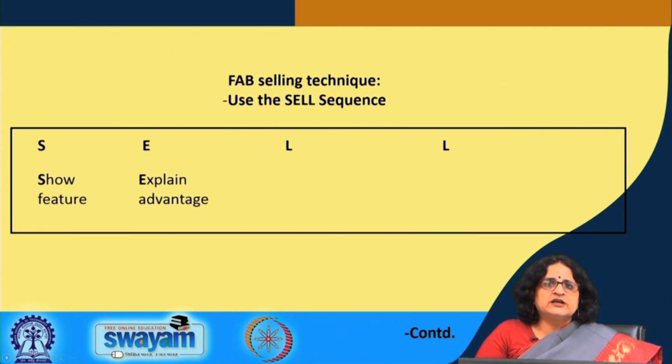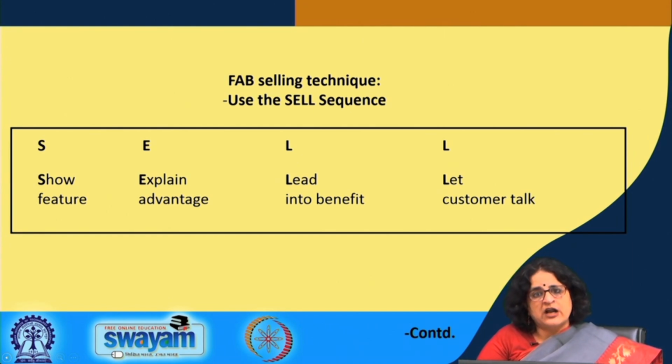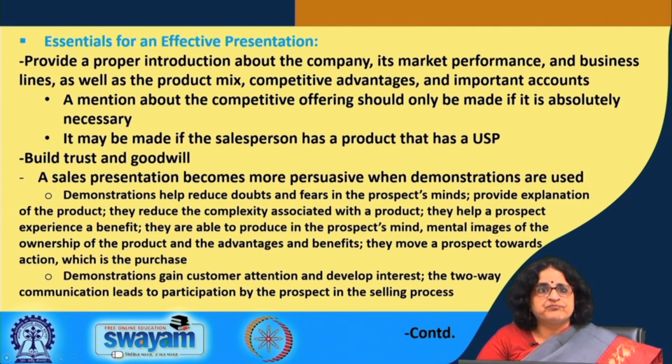So here we often can use the FAB selling technique with the SELL sequence. A FAB selling technique clubbed with the SELL sequence, where you show the feature, which is F, you explain the advantage, which is A, and you lead into a benefit, which is B. Now showing the feature means S, explaining the advantage means E, leading into a benefit means L, and then of course it's important that you let the customer talk and listen to him, which is L. So that is how you club the FAB selling technique and use it with the SELL sequence.